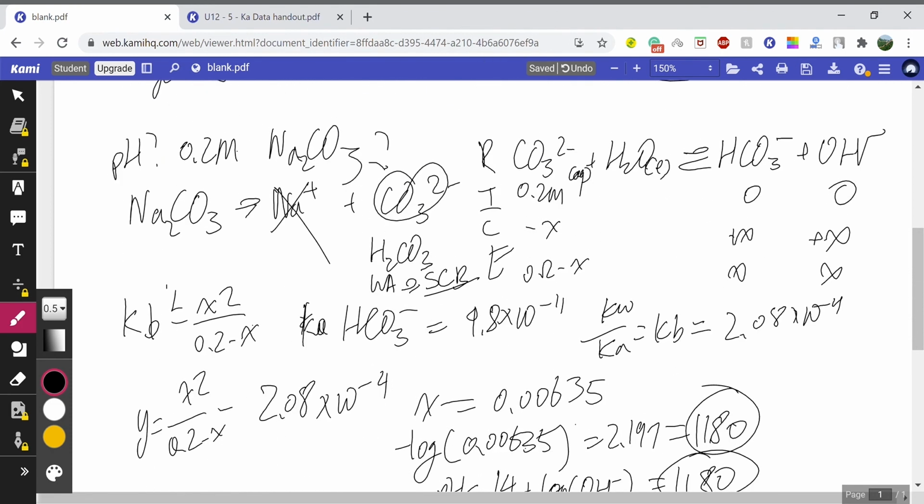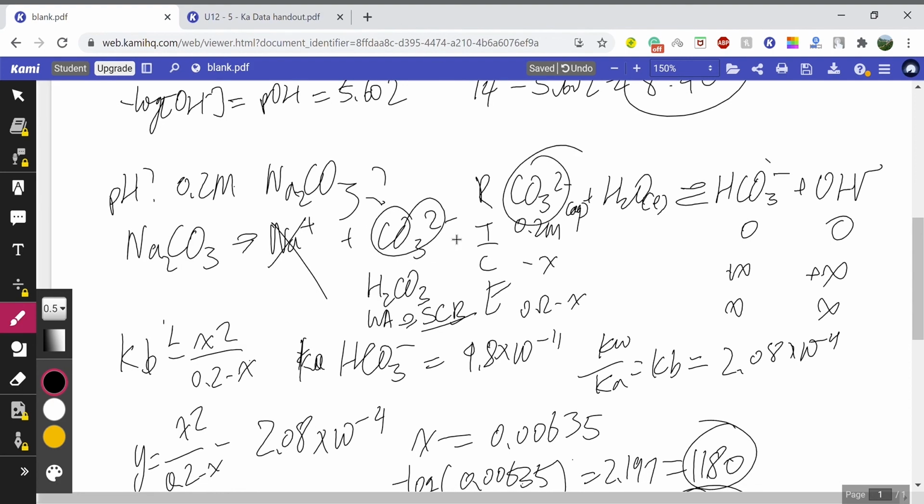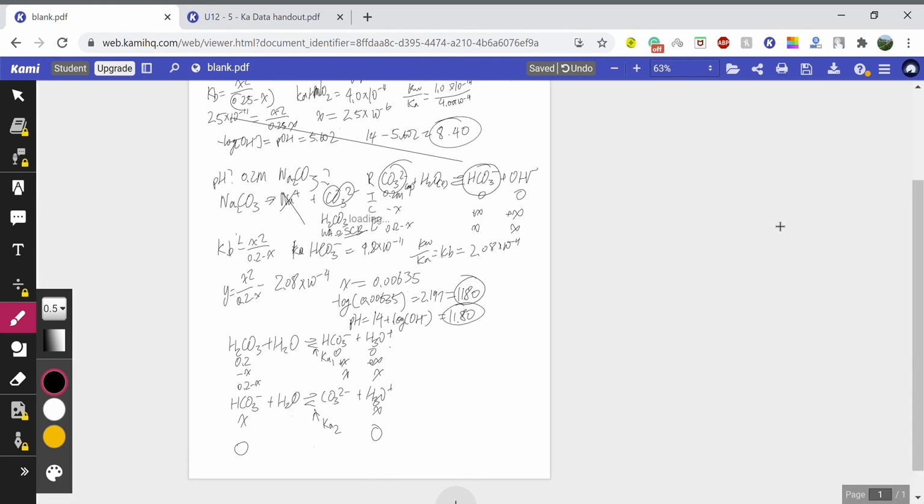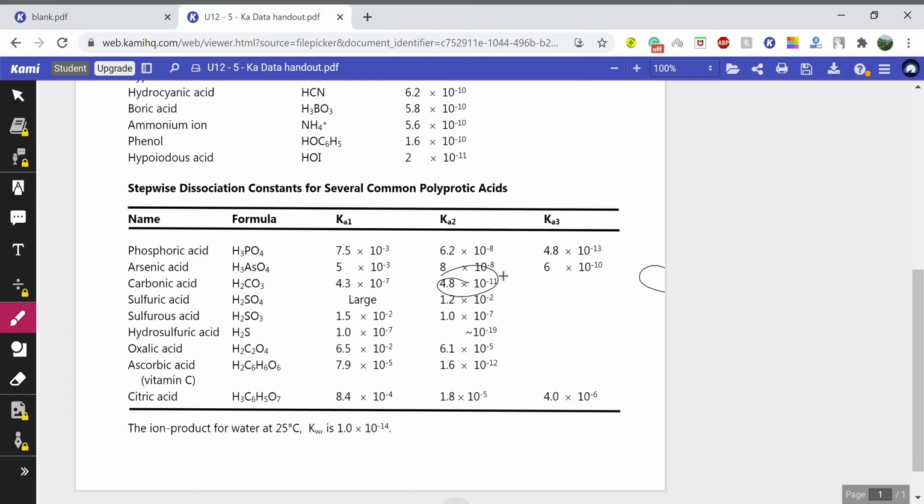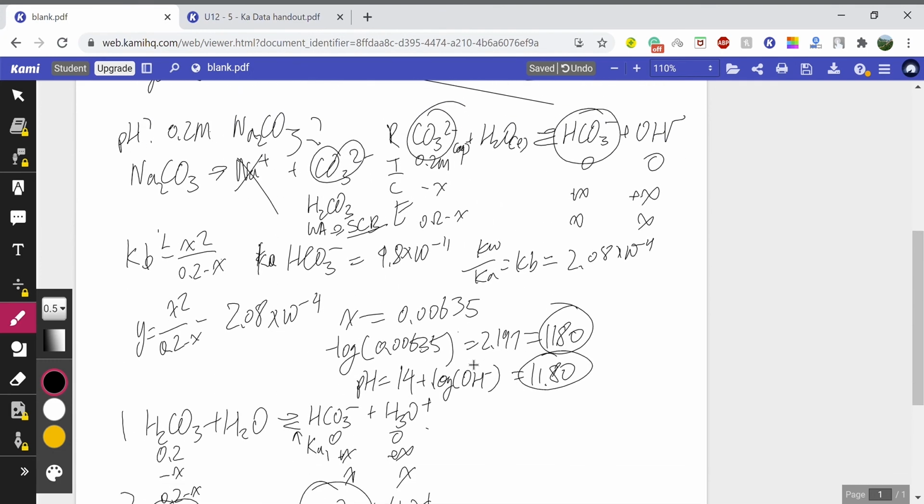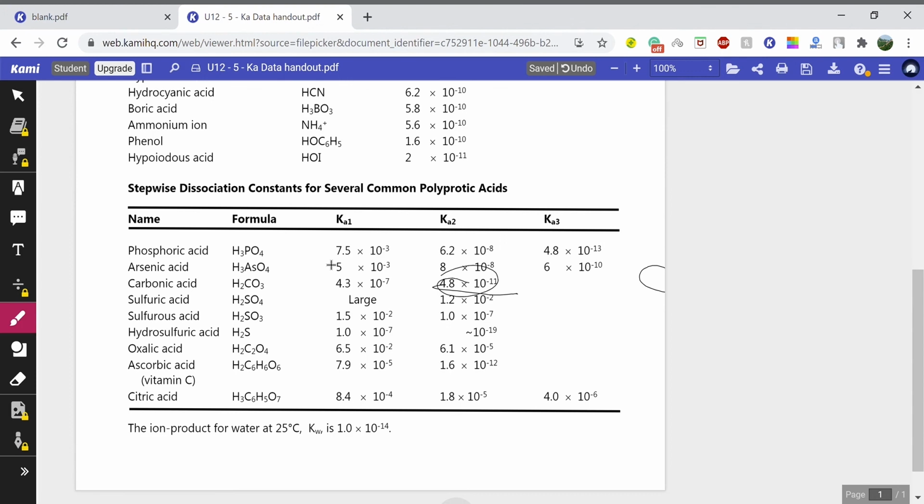Now, in this problem, we're using CO3 2 minus and HCO3 minus. So which one of these includes a CO3 2 minus, HCO3 minus and H3O plus? It's over here and over here. That is why I use K2 over here, which is 4.8 times 10 to the negative 11. If our equation included, instead of a CO3 2 minus, a HCO3 minus, and instead of HCO3 minus over here, an H2CO3, it would correspond to the products in number 1. And in that case, I would be using Ka1 to solve for the x values.